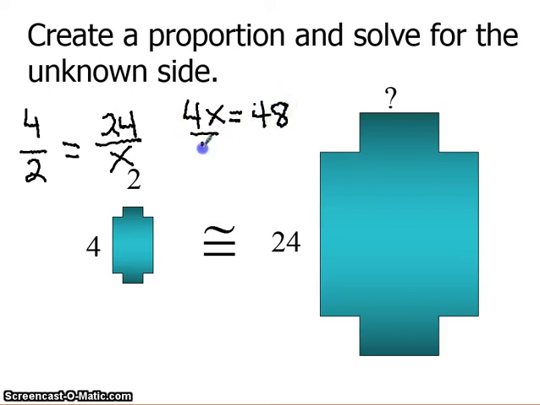We're going to isolate the variable with inverse operations. 48 divided by 4 is 12. So our missing side here is 12.